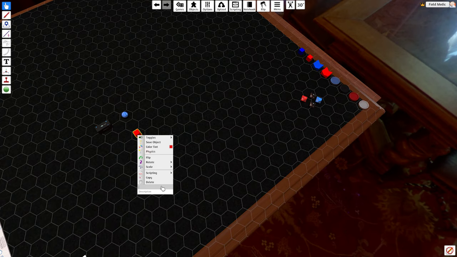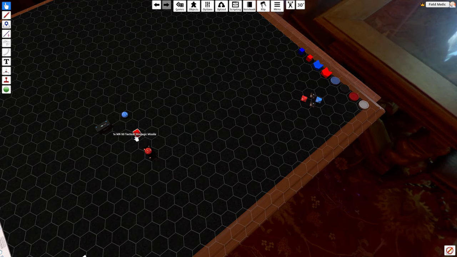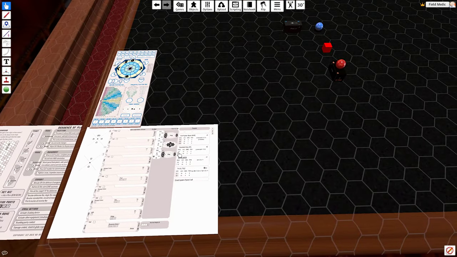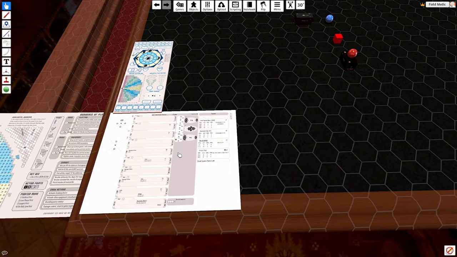MX-50. Tactical. I'm not going to get too fancy there. There we go. So we have an MX-50 tactical strategic missile on the way. So now we go ahead and consider if we can engage that missile.